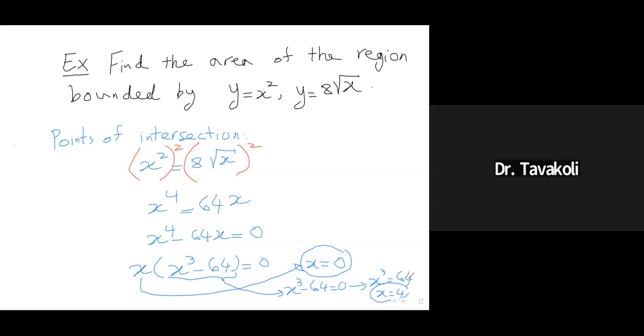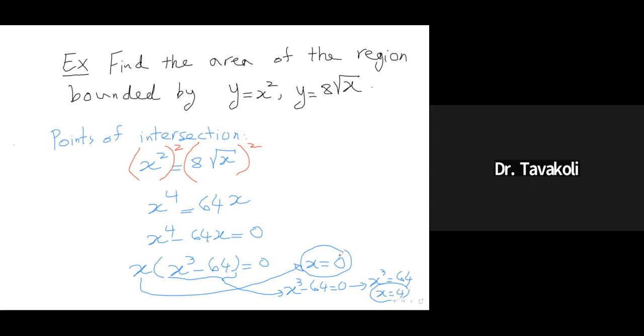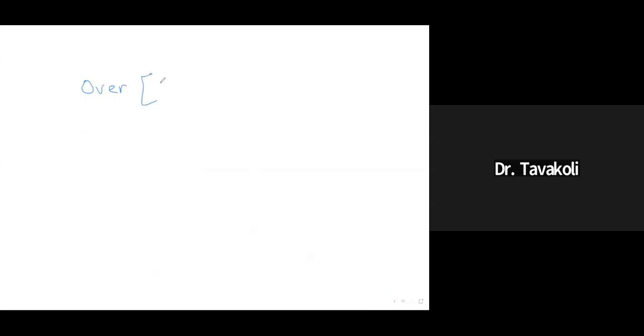So these are the two x values at which the two functions meet or intersect. Now, the next thing that we need to determine is what? Over this interval, from where to where? I just found those numbers, 0 and 4. Over 0 to 4, over this interval, which one happens? Is x squared more than or equal to 8 radical x? Or is x squared less than or equal to 8 radical x?